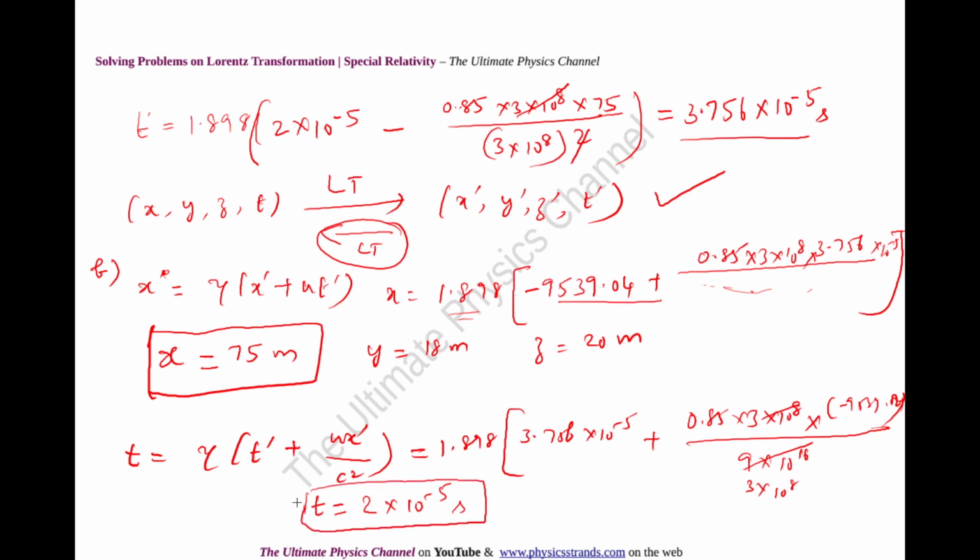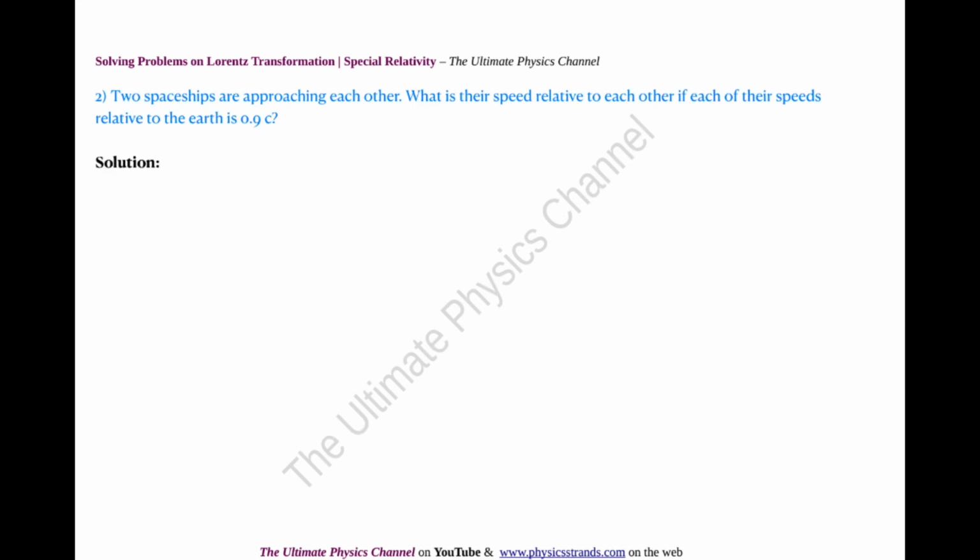10 power minus 5 seconds, reasonable accuracy. So that sums up the problem. It completes the first problem. Let's move on to the next one.